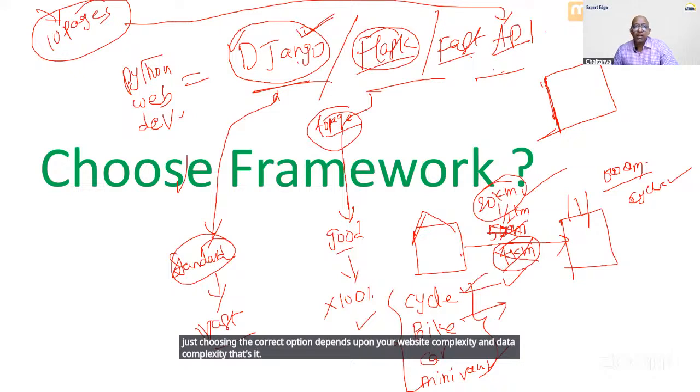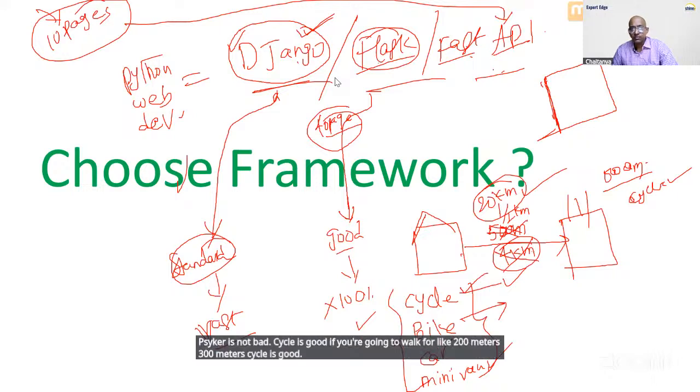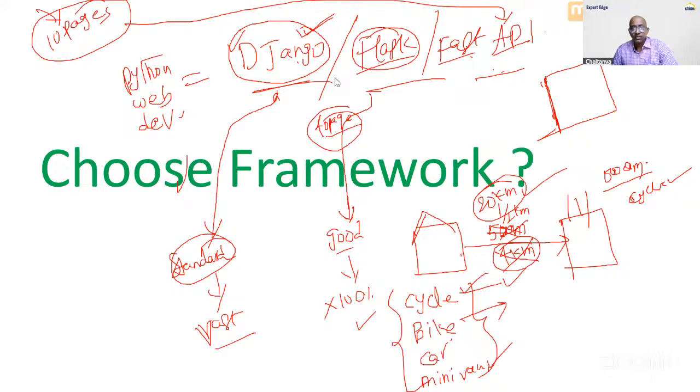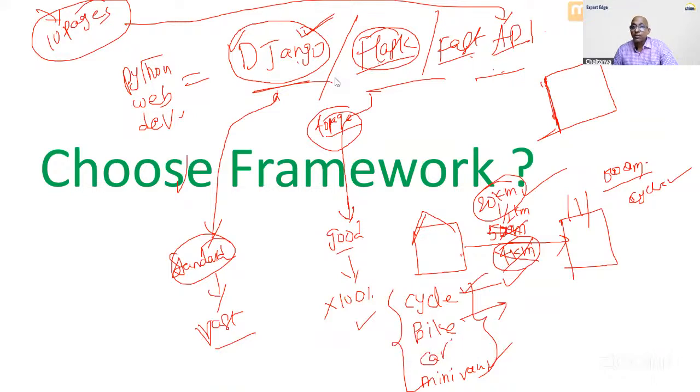If something is bad, then we never use it at any cost. A cycle is not bad. Cycle is good. If you are going to walk 200 or 300 meters, cycle is good. If cycle were bad, no cycle manufacturers would be present in India. They would shut down their business and go home. That's it. Clear? As simple as that.